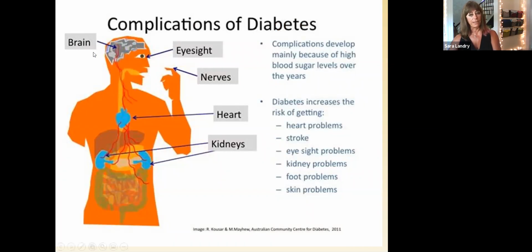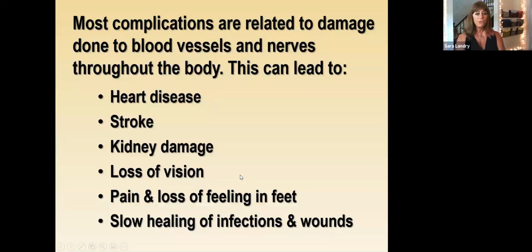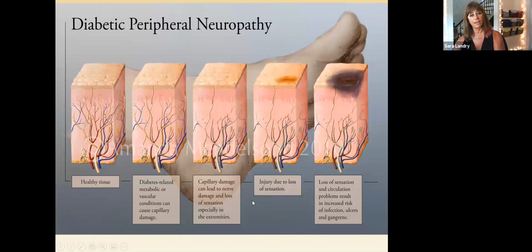You can have complications that affect your brain, your eyesight, your nerves, your heart, your kidneys, and let's talk more specifically about them. Most complications with type 2 diabetes are related to damage that's done to your blood vessels and nerves throughout your body. This damage of blood vessels can lead to heart disease, stroke, kidney disease, loss of vision, pain or loss of feeling in your feet, and very slow healing of wounds and infections.